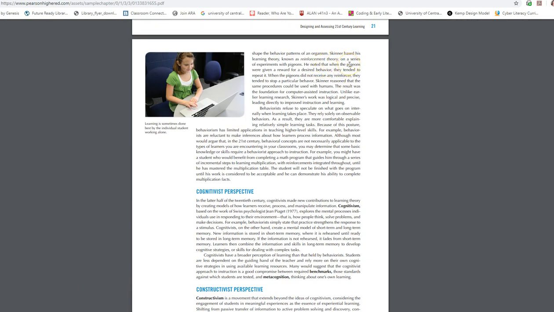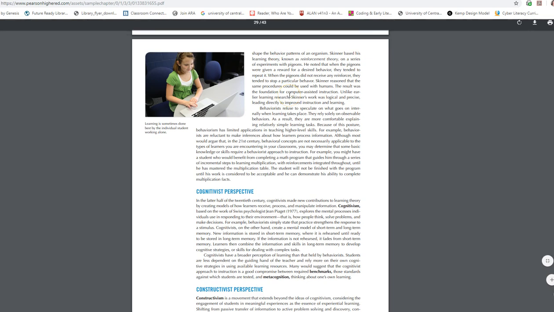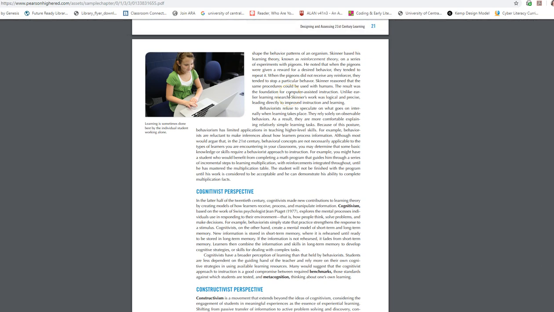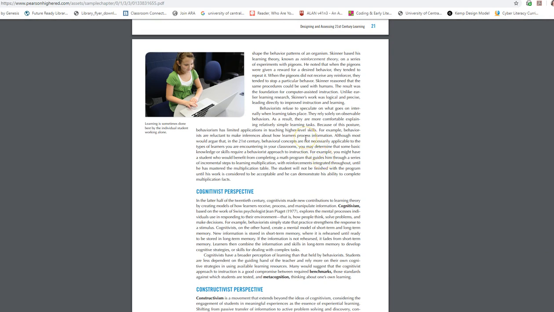He noted that when pigeons were given a reward for a desired behavior, they tended to repeat it. If the pigeons didn't receive that reinforcement, then they decided to stop the behavior. So he reasoned that the same procedures could be used with humans, and this helped become the foundation for computer-assisted instruction. He wasn't really looking at internally what was happening, only at observable behaviors. And so for this, it typically relies on lower level behaviors, not real higher order thinking skills.